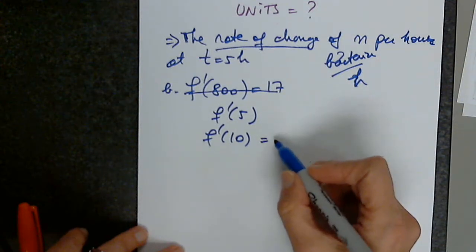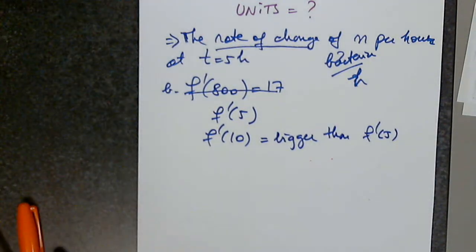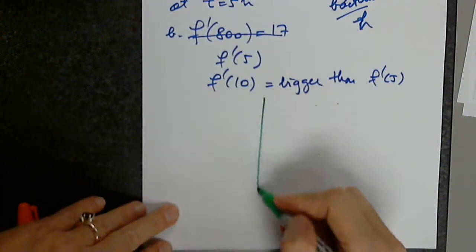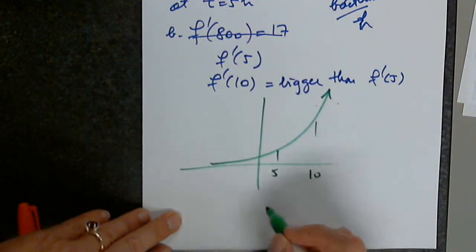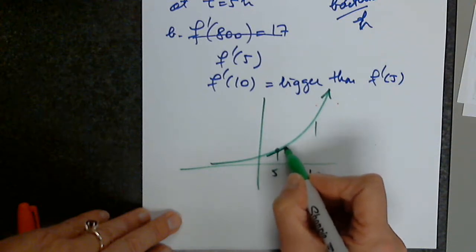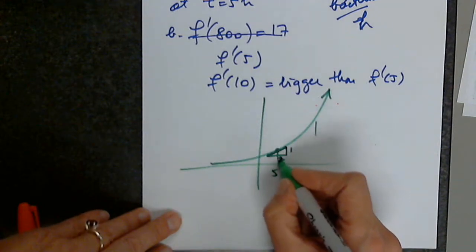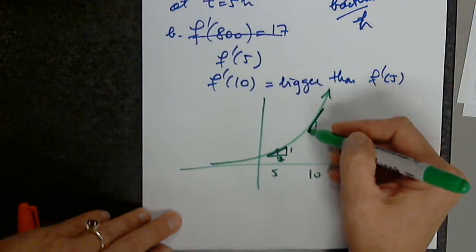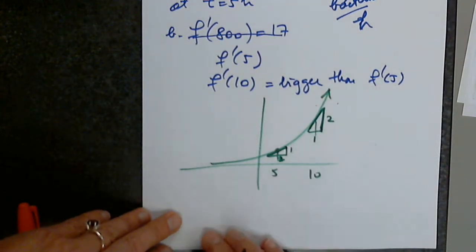I would agree. So this is bigger than f prime of 5. So here's the idea. Bacteria normally grow exponentially. We know that. It's a fact. So if there is no limit, at 5 and let's say at 10, remember this is the slope of the tangent line. So let's say it's about ratio 1/2. I'm just making this up. But right here at 10, look at this. This appears to be like 2/1.